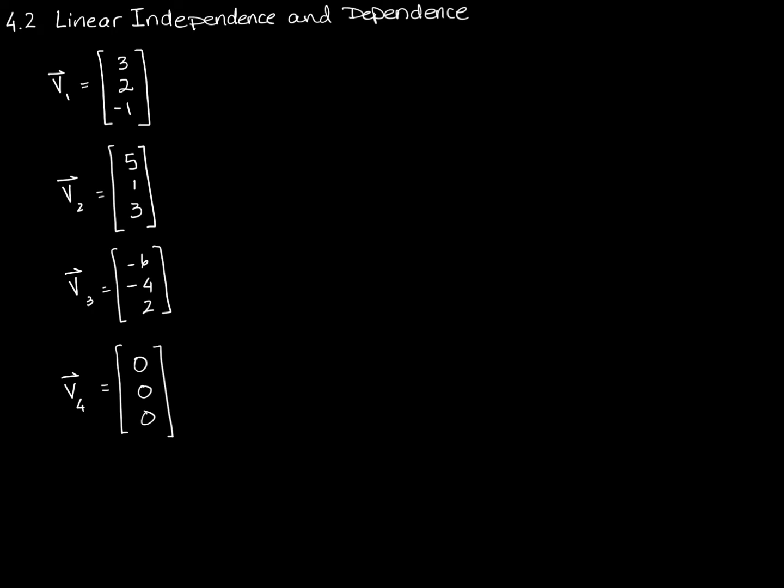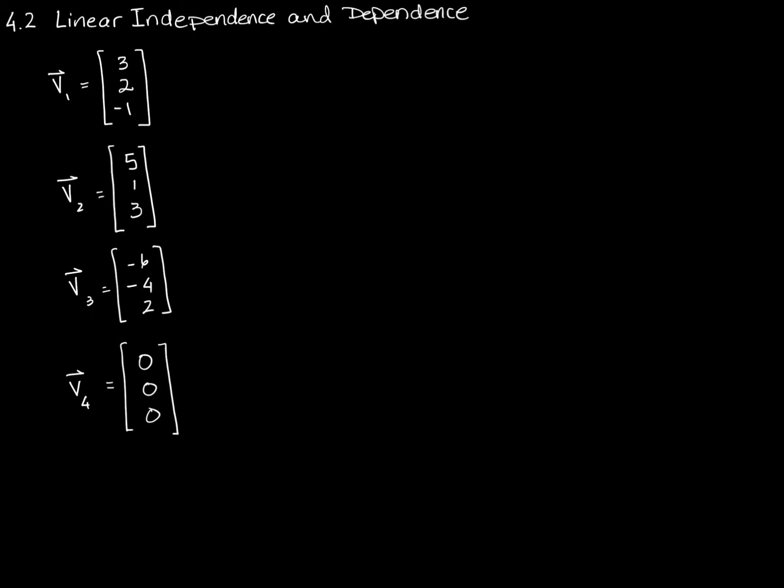Another way to tell is if the 0 vector is in your set of vectors, then your collection of vectors is linearly dependent. This is like saying there's a row in my final reduced echelon form of my matrix that's all zeros, and that just says 0 equals 0. And so that also tells us that the collection of vectors is linearly dependent.